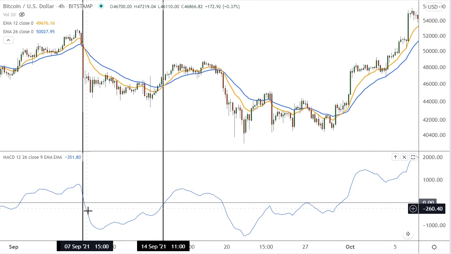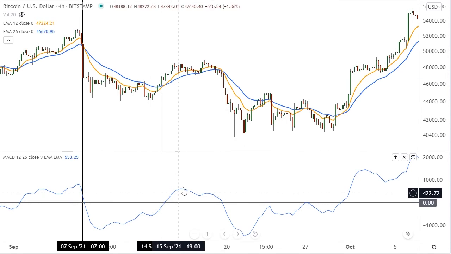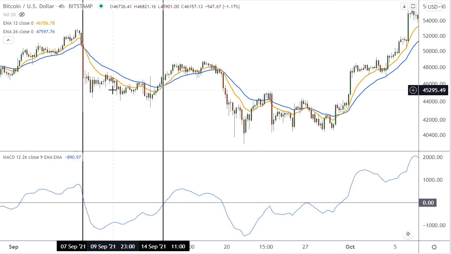So basically, when this blue MACD line crosses the 0 line, that's telling you you're getting a moving average crossover between the 12 and the 26 EMA. And then off here to the right, notice that the orange line crosses back above the blue moving average, and that means that the MACD line is crossing above 0. So the first important thing to remember is that the blue MACD line represents the difference between the 12 and the 26 EMA.